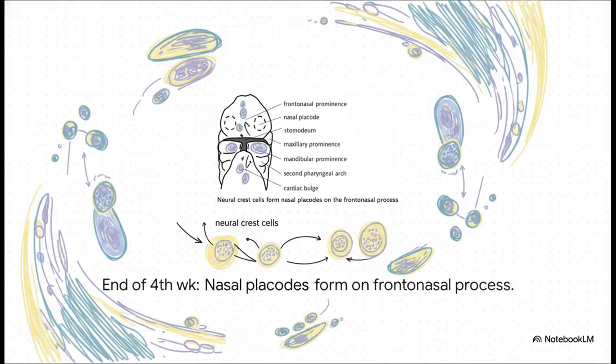And this brilliantly illustrates what happens just days later. By the end of the 4th week, these little localized, thickened buds of tissues start appearing on the frontonasal prominence. We call them nasal placodes, and they're formed by those neural crest cells. This right here is the very first distinct step in the development of your nose.